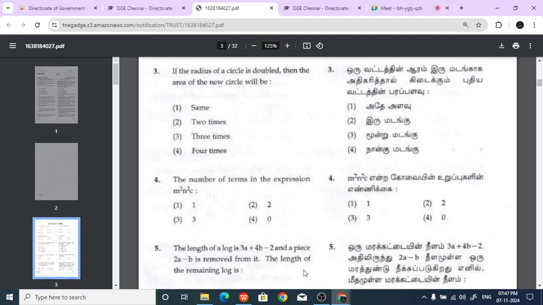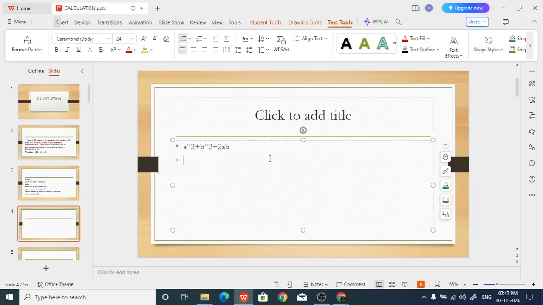Okay, a plus b whole cube. What is the formula for a plus b whole cube? What is the expansion? Can you tell me? Anybody? Have you studied these things? Sir, is it a cube or square? Cube. Have you studied cube?